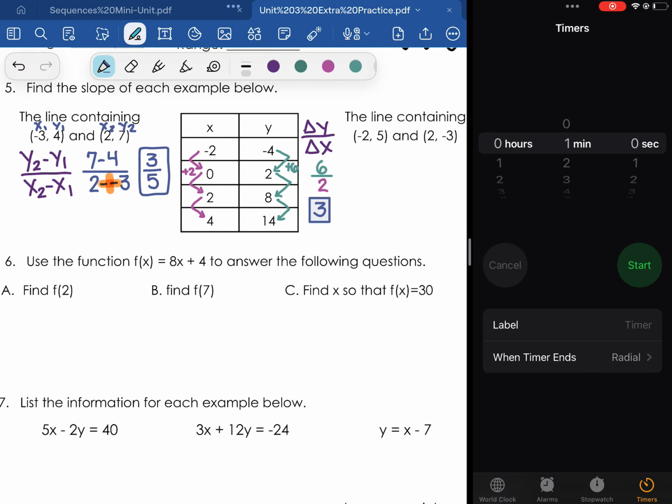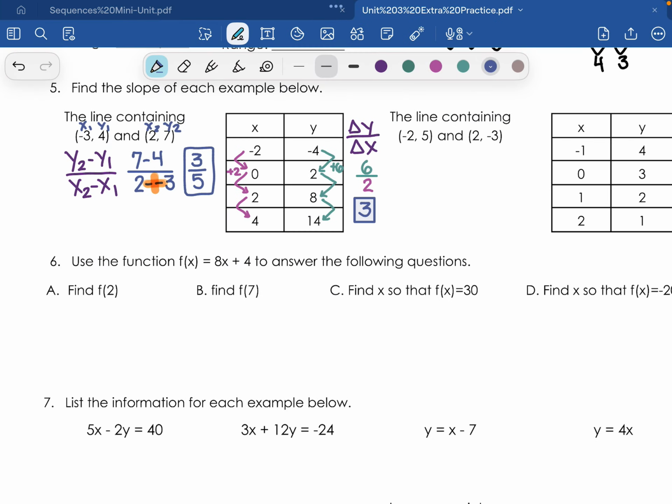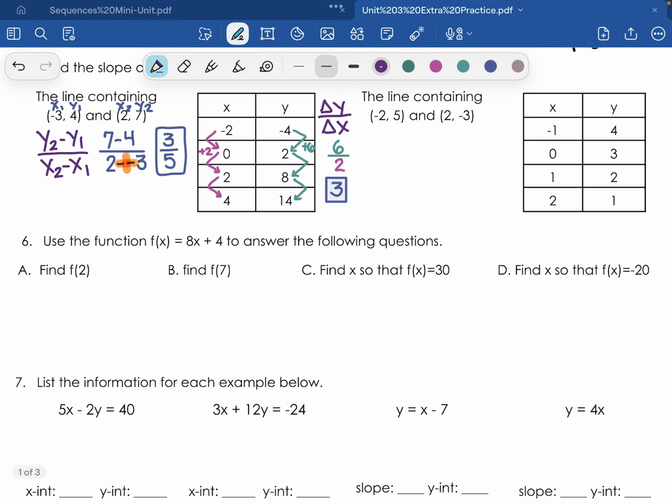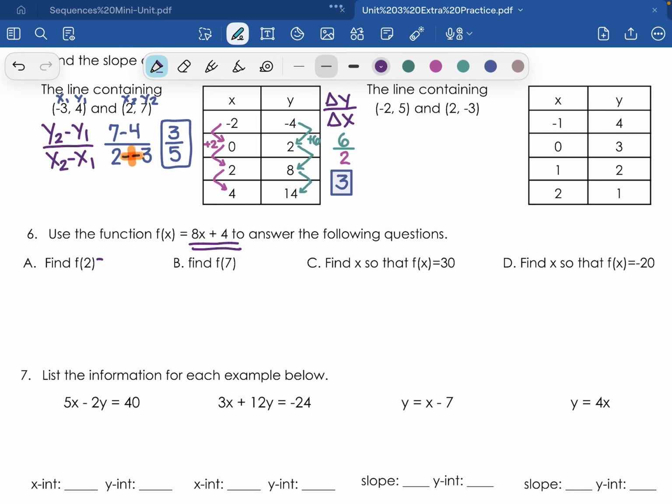Let's move on to number 6. Number 6 is not specifically on the note card. I need you to know that when it says find f parentheses 2, that's the x value. So you're going to rewrite the equation, f of x equals 8x plus 4, but you're going to replace the x with 2, which is really 8 times 2 plus 4. 8 times 2 is 16. 16 plus 4, 20. And that's your final answer.